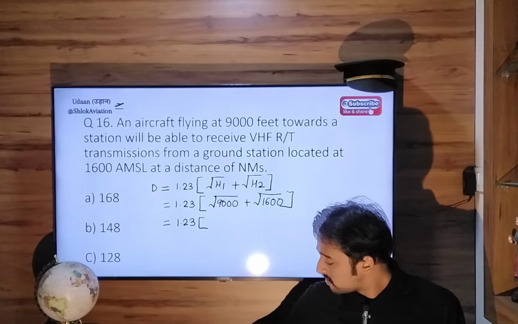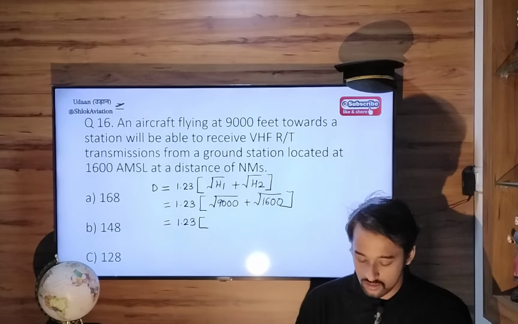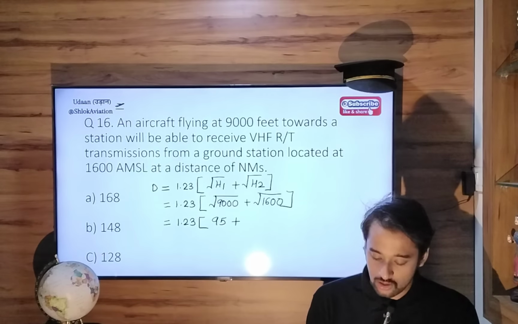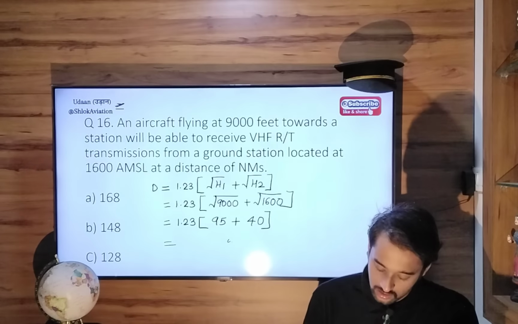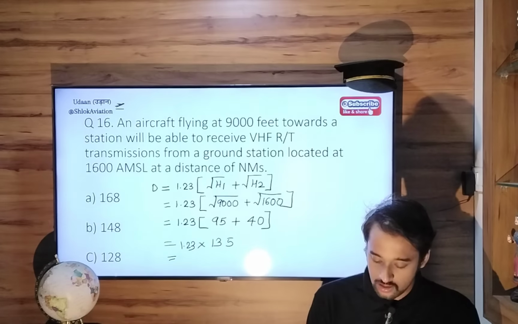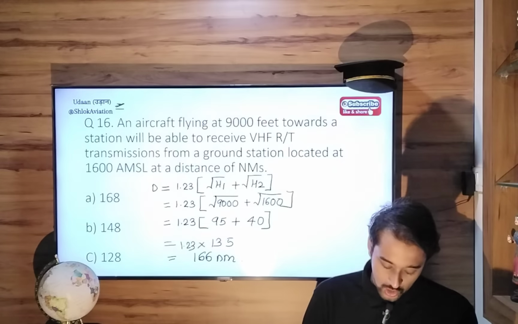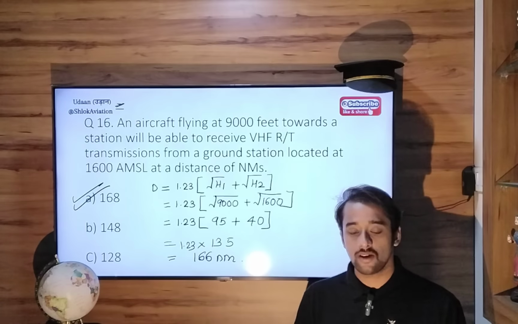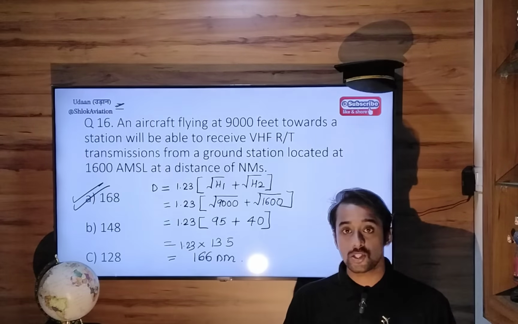1.23 times 95 plus root of 1,640, into 135, is 166 nautical miles. So option A is the closest option. So that is how you do it. Formula based question, very scoring, frequently asked question in CPL, ATPL, also airline exams.